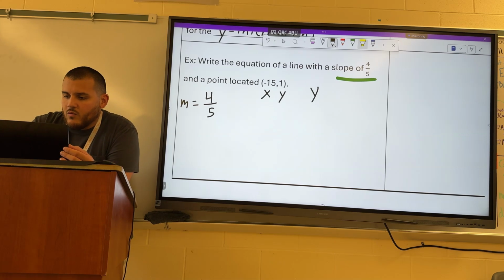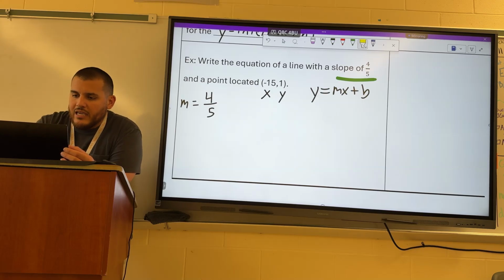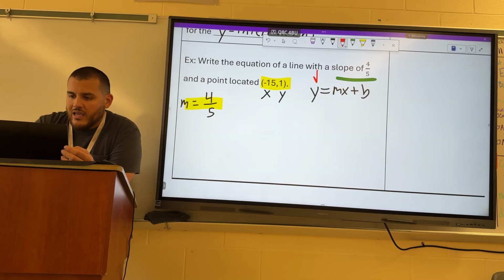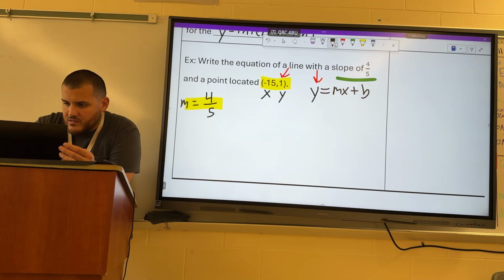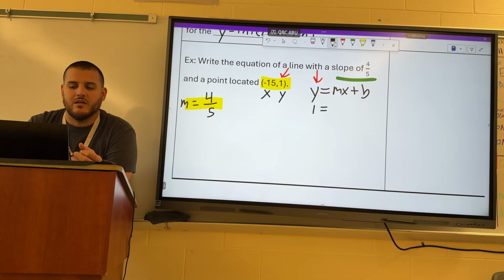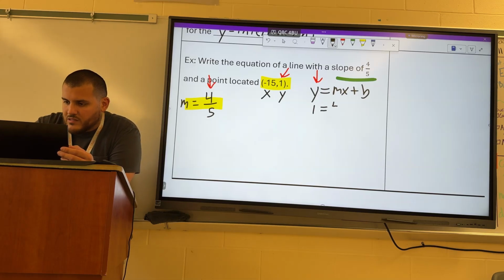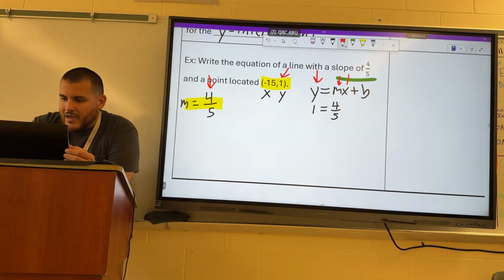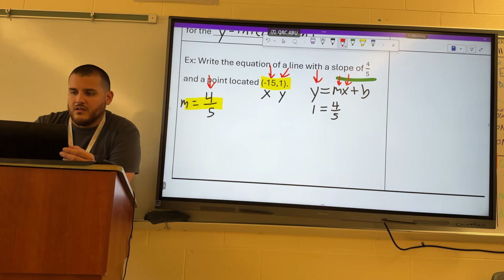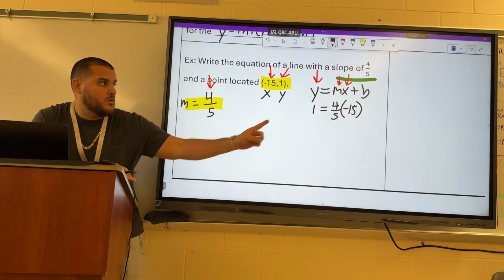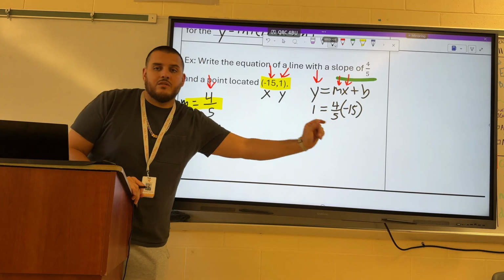So I'm using y equals mx plus b, and I'm plugging all this information into that equation. My y is +1, so I'm going to substitute that +1 on the left side of my equal sign. I know my m, my slope, is 4/5, so I'm going to substitute that for the m in this equation. And I know that my x is negative 15, so I'm going to substitute that in here. I would have to put parentheses like this to show that we're doing slope times x here.